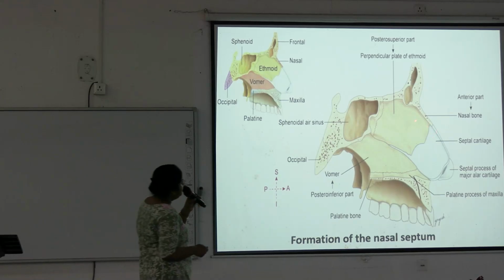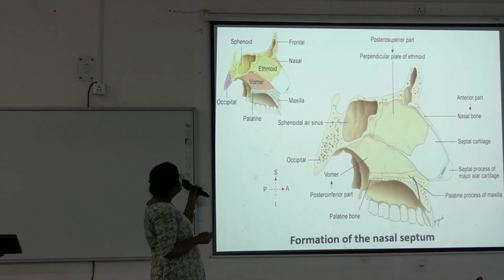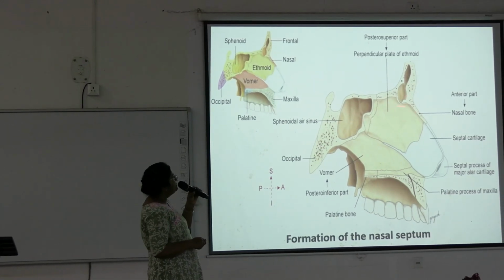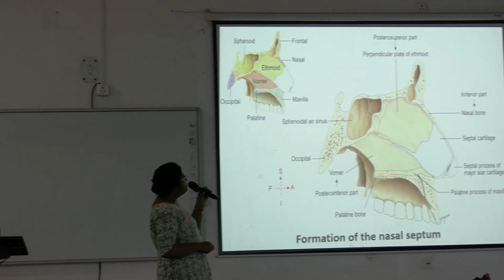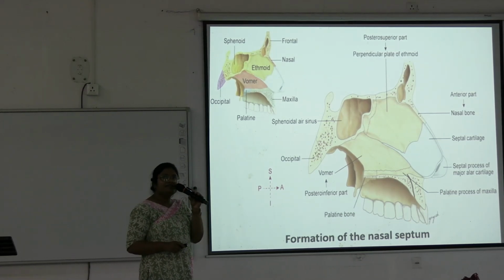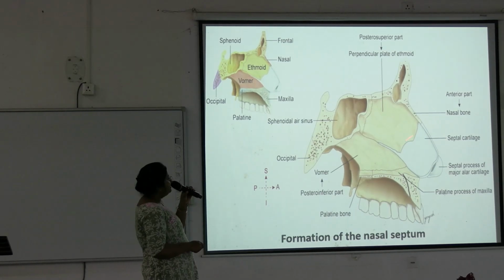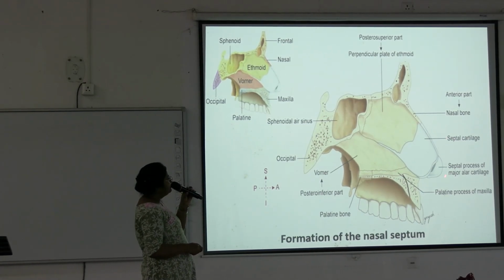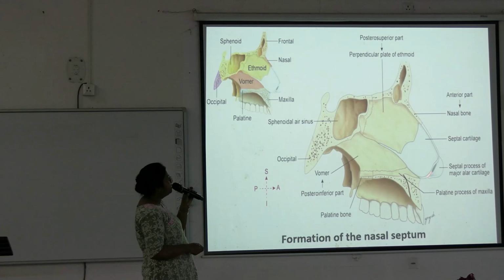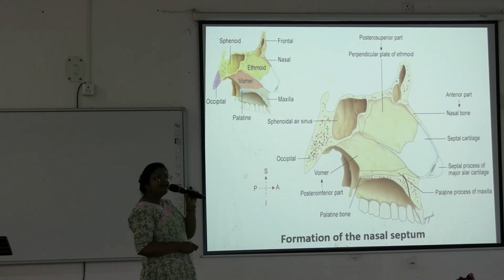See here the formation. So, this is the nasal septum. This is the perpendicular plate of the ethmoid and this is the vomer. These are the main bony components of the nasal septum. Next we go to the cartilaginous component. Here is the septal cartilage and here lies the cuticular septum, in between this septal cartilage and this septal process of the major alar cartilage.